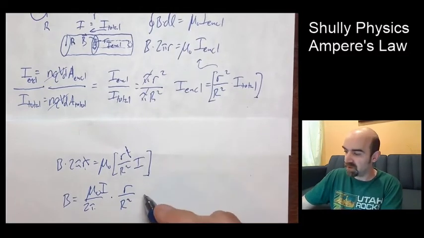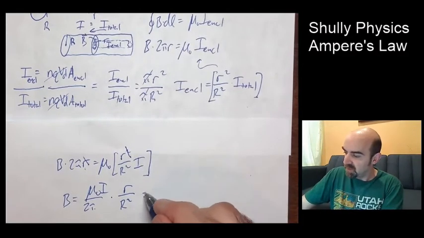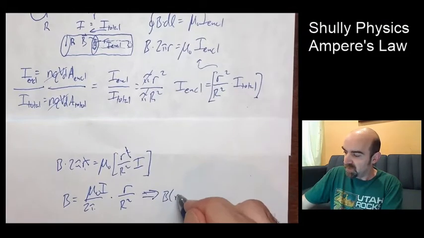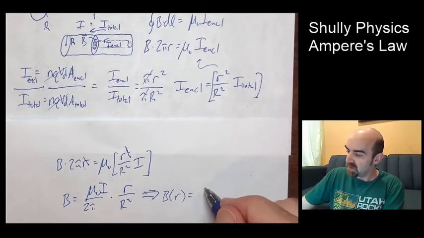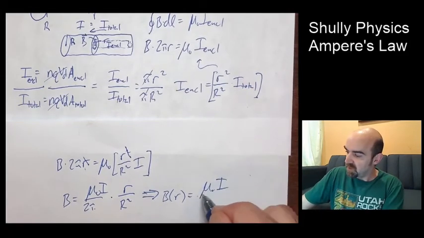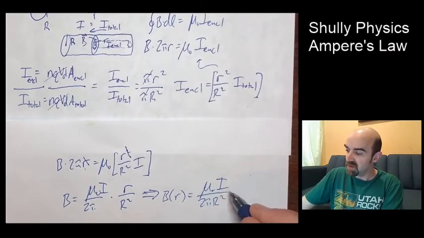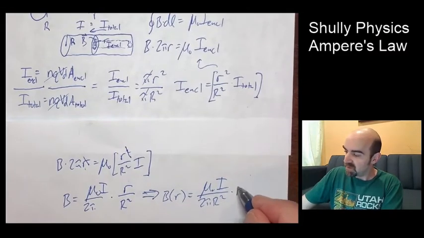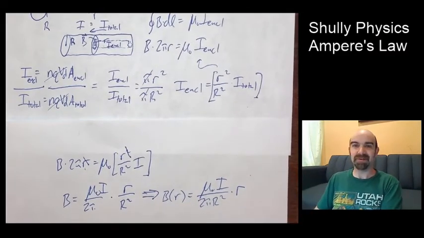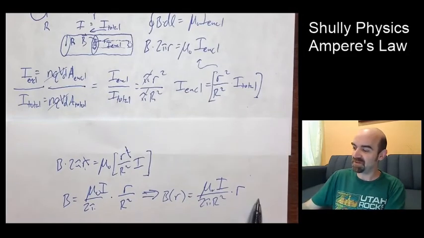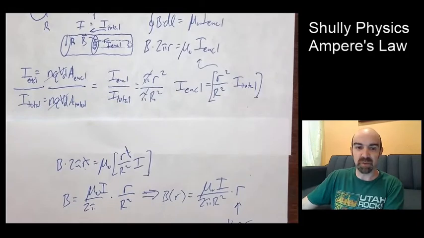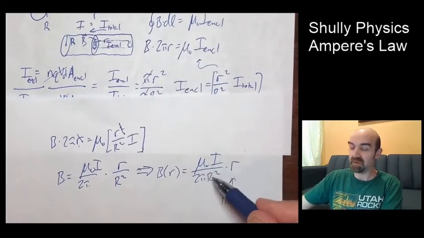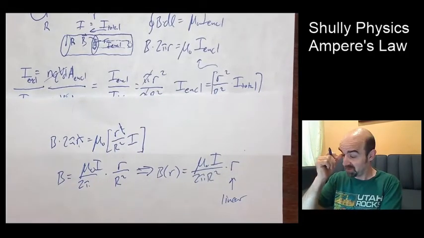Just to rewrite that, we have a B of r function here. Magnetic field is a function of r. So mu naught I over 2 pi big R squared. Now all those are constants. Then we get left with r out here. So what kind of function is this? This is linear. And the slope is mu naught I over 2 pi R squared.